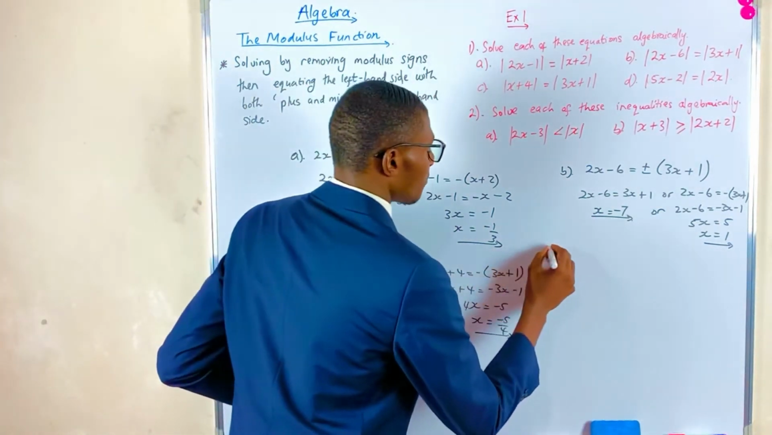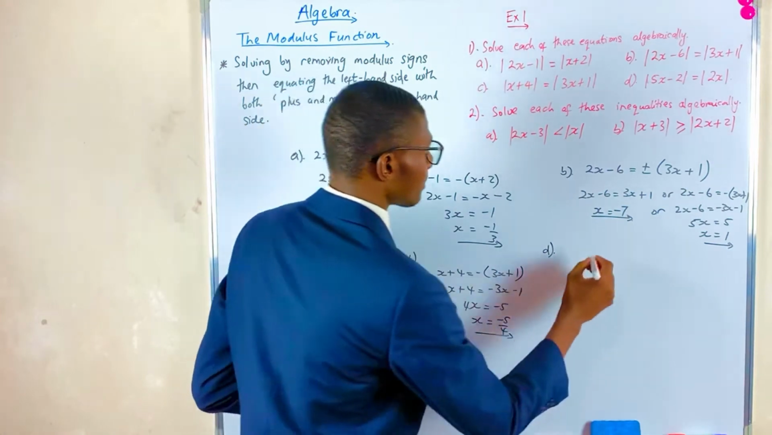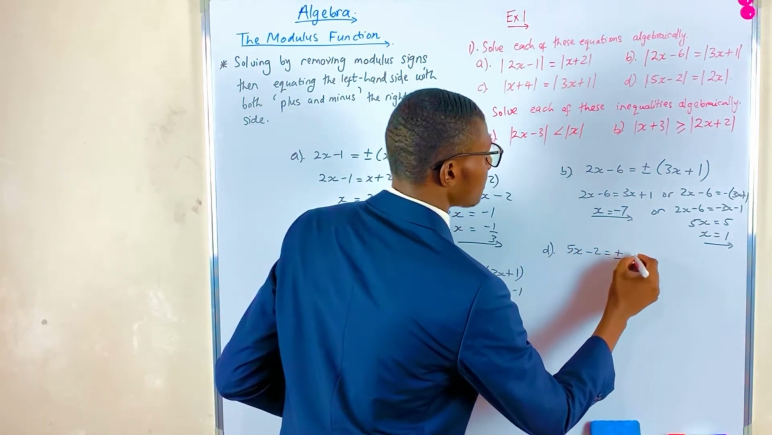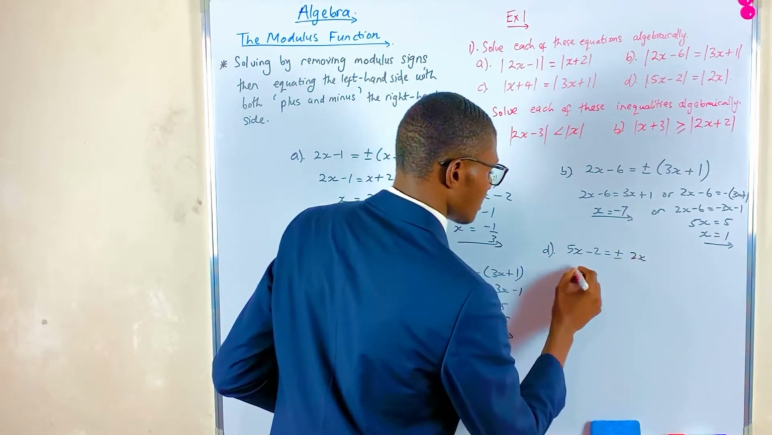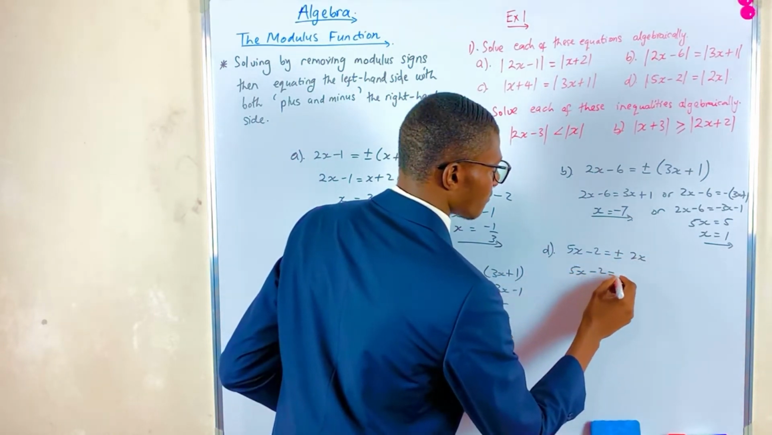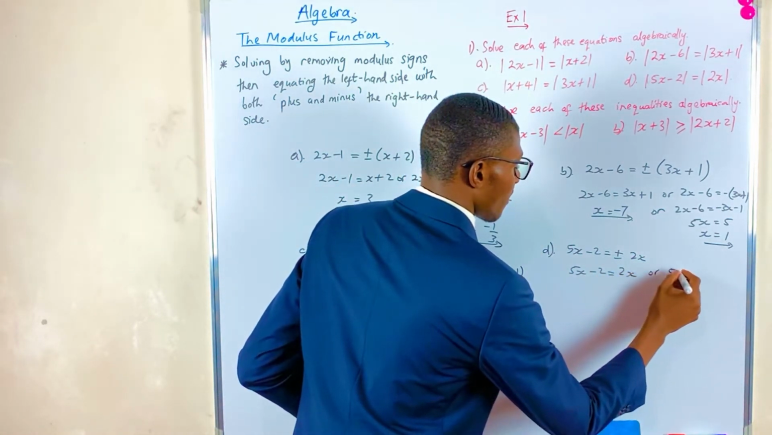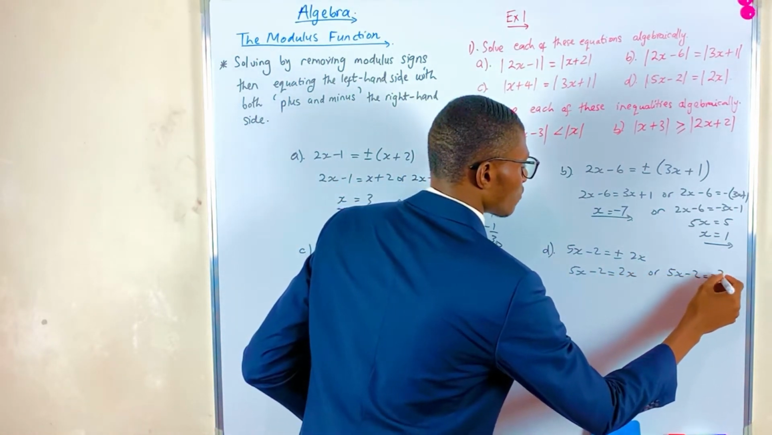Then moving on to part D. For part D, we've got 5x minus 2 being equal to plus or minus 2x, such that 5x minus 2 is equal to 2x, or 5x minus 2 is equal to minus 2x.